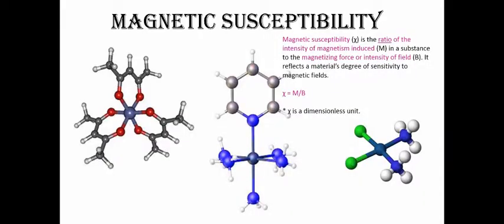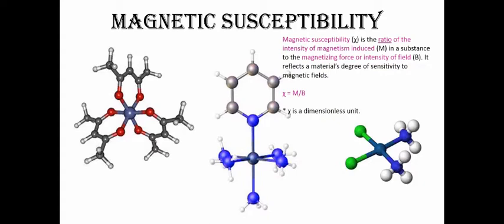What if you are given a series of metal complexes, and you are asked to determine or identify the number of unpaired electrons of a metal center in the compound? So here's why we measure magnetic susceptibility. So what is magnetic susceptibility?